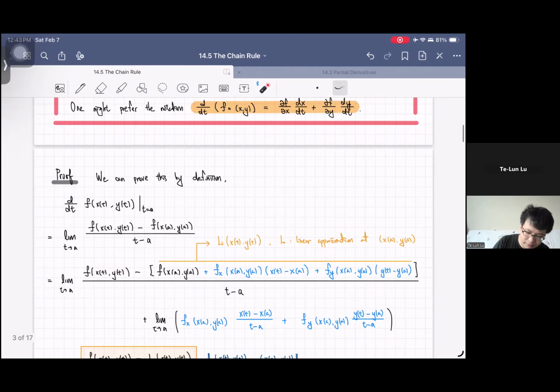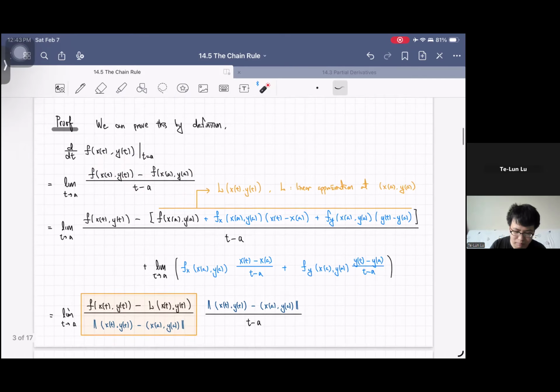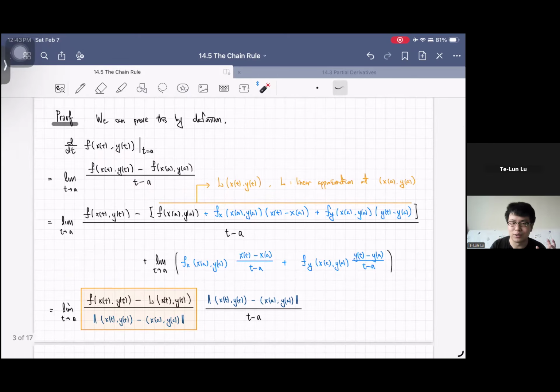So first of all, what is the definition of the derivative of this function at the point a? You simply find the difference between f of x(t), y(t) and f of x(a), y(a), divided by t minus a. This is the slope of the secant line, and we want to approximate a tangent line, so we move t towards a. And now we do some trick, which is we want to exploit the definition of differentiability here.